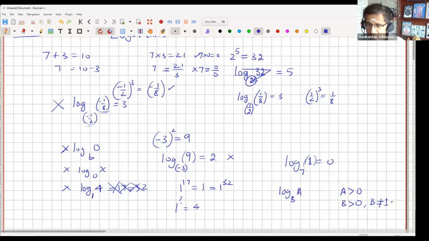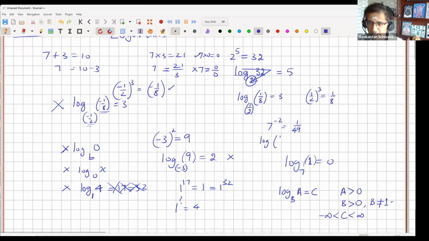Further, the value that results, let's say this is C. It'll turn out that C can be literally any number. It can range from minus infinity to plus infinity. It can be a negative number. How can it be a negative number? So 7 power minus 2 is 1 by 49. We have seen that yesterday, right? So if I have to write that as a logarithm, then log of 1 by 49 to the base 7 will be minus 2, right? So it can be a negative number.